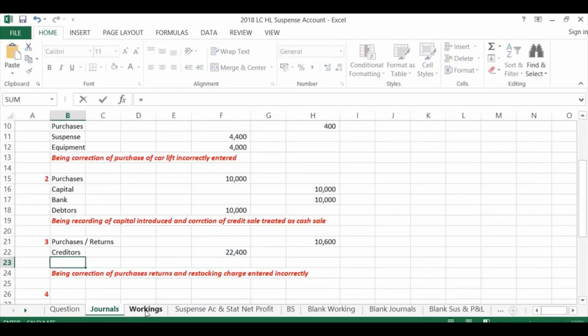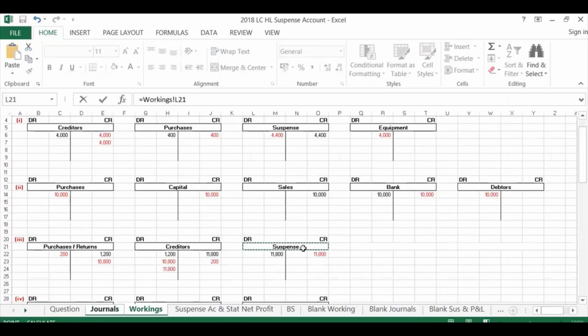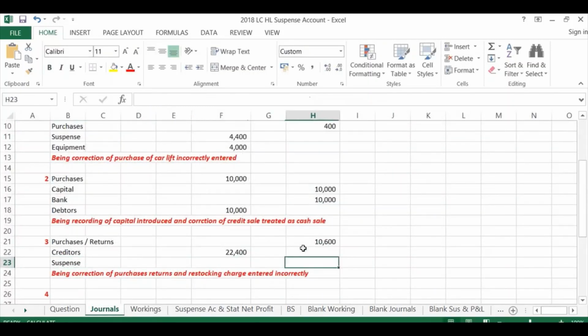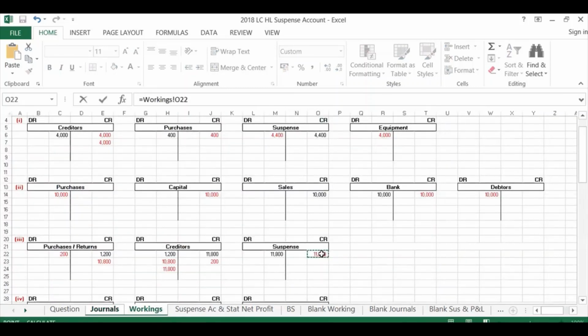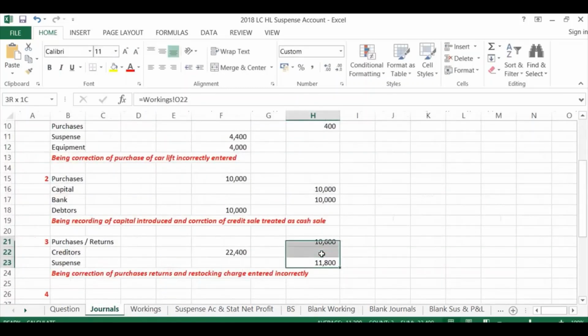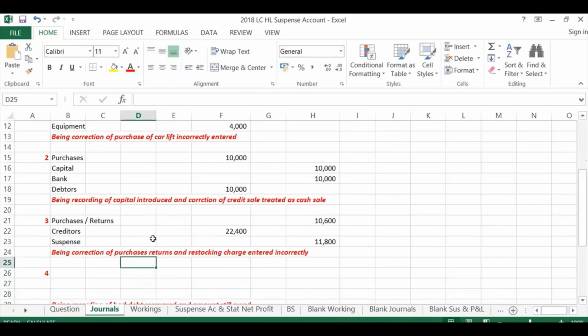And my last journal of suspense is going to be a credit balance of 11,800. And again, we'll just check these balances. If I add these quickly here, I can see that they sum to 22,400, so that's fine. And the sentence says, being correction of purchases returns and restocking charge entered incorrectly.